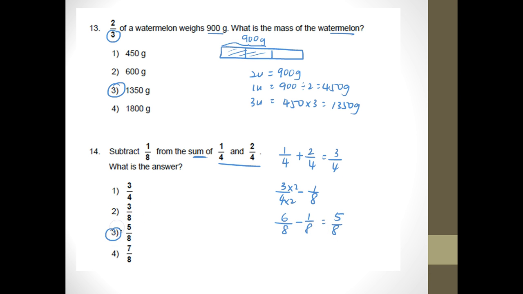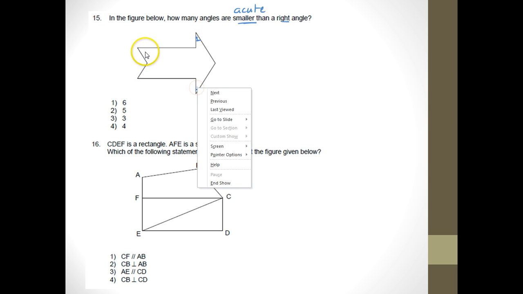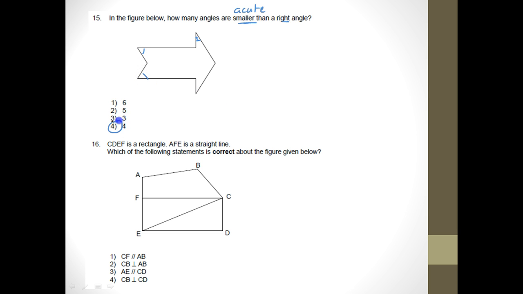Option number 3. Question 15. In a figure, how many angles are smaller than a right angle? So they are the acute angles. Let's look for acute angles. This is 1, 2, 3, and 4. So there are 4 acute angles.